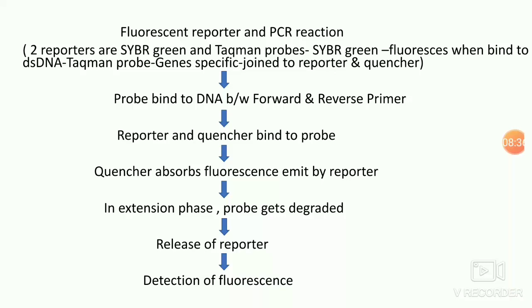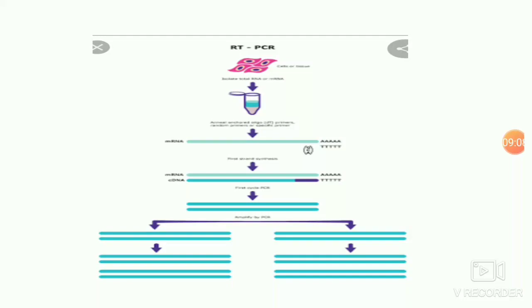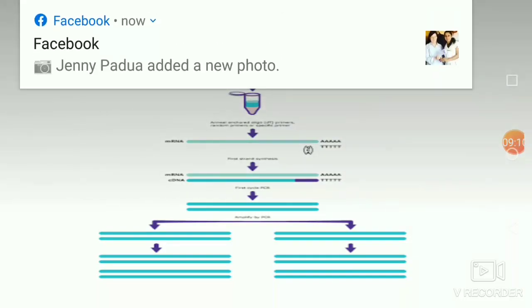During the extension phase of PCR, the probe will get degraded and release the reporter. Further, it allows the fluorescence to be detected. For both SYBR Green and TaqMan methods, the amount of fluorescence in the sample is detected in real time and further plotted against cycle number. The amount of fluorescence is proportional to PCR product. The steps were shown in the flowchart.